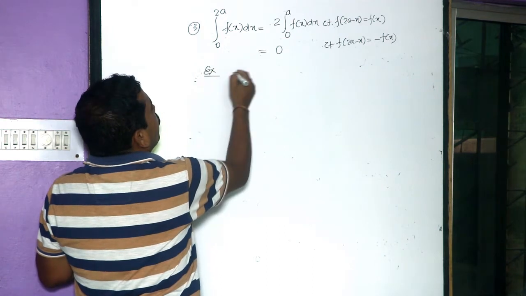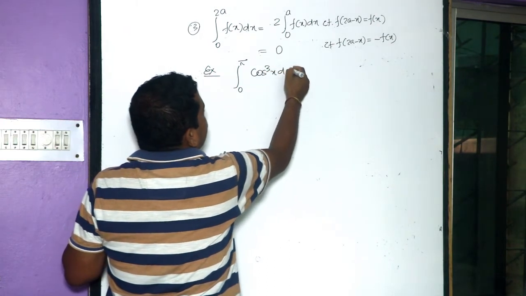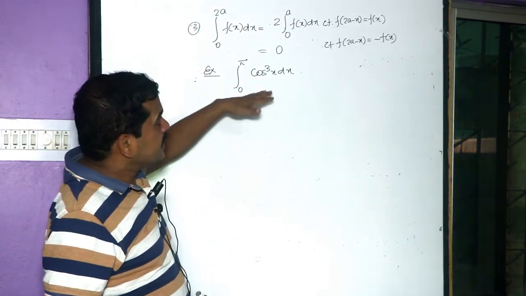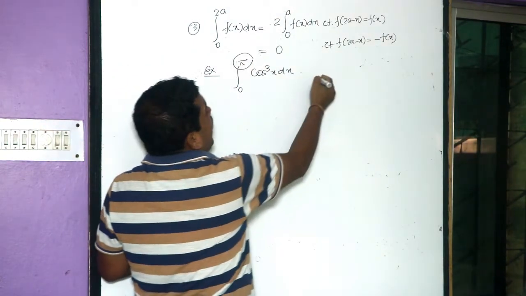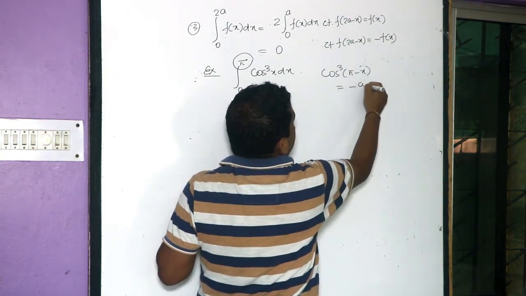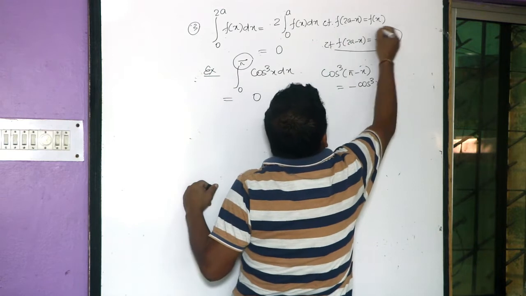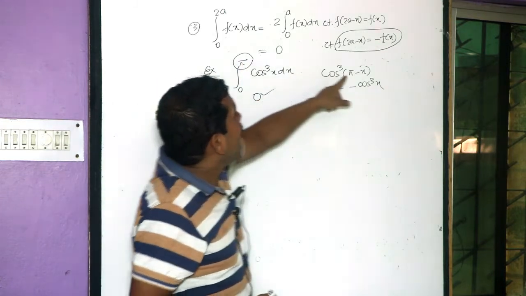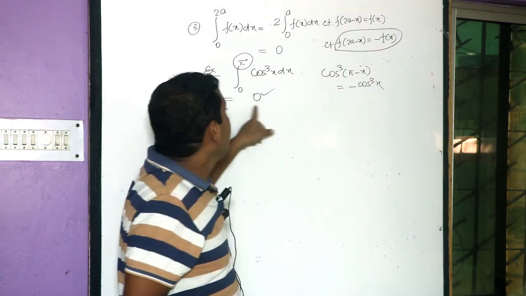Suppose the integration is of the form 0 to pi of cos^3 x dx. We can integrate this directly, but by using these properties, we can see that here 2a is pi. We know that cos^3(pi minus x) is minus cos^3 x. So its value will be 0, because if f(2a minus x) is minus f(x), then it will be 0.